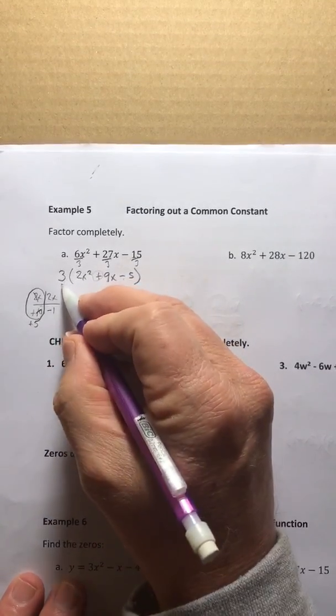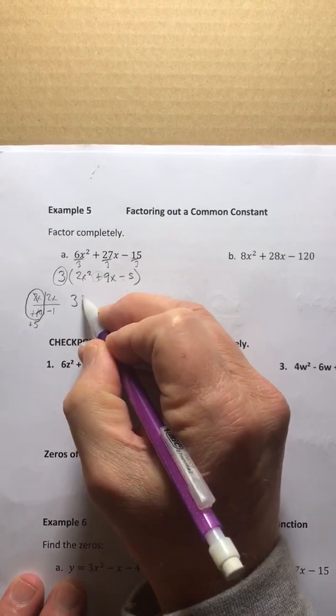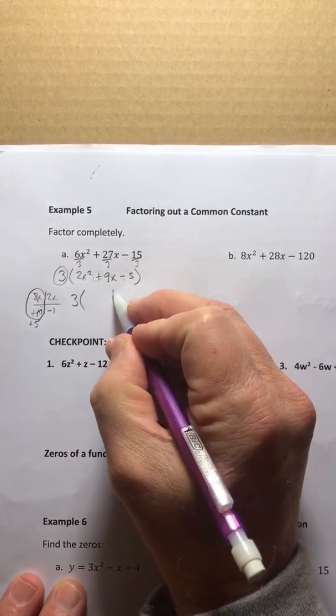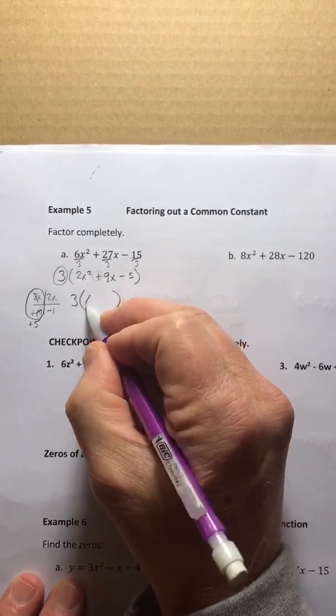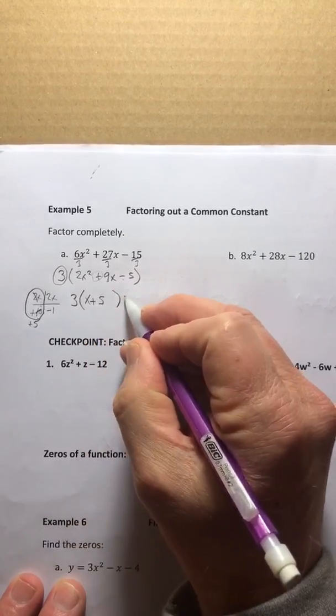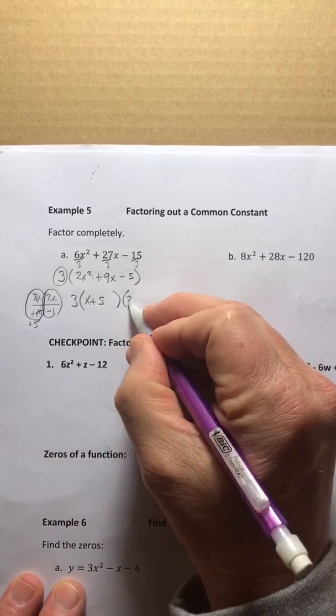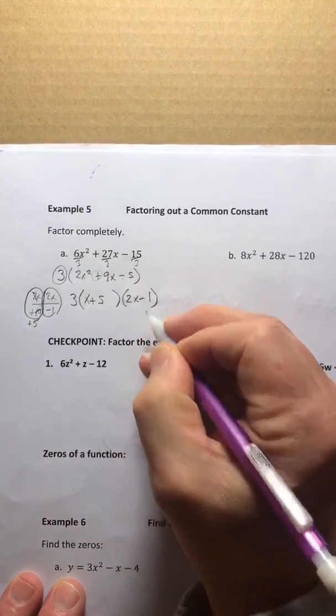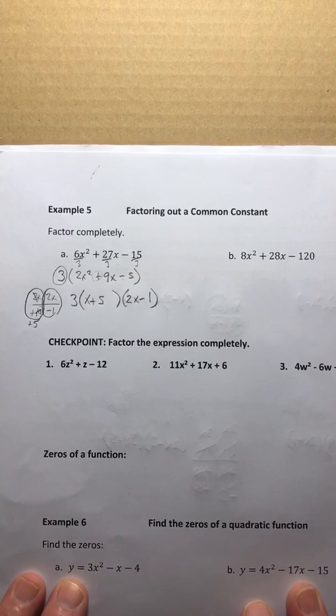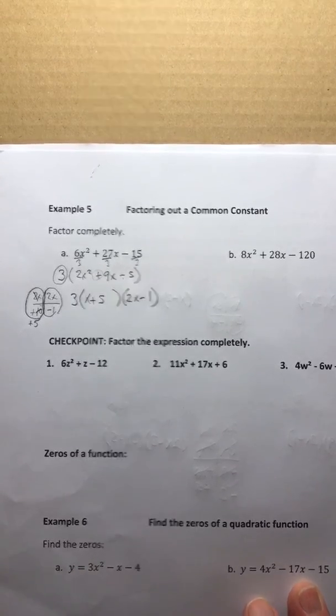All right, so we bring our 3 down. You keep that, it doesn't go away. And then in the first set of parentheses, we have x plus 5. And then in the second set of parentheses, we can't factor anything out of that, so we have 2x minus 1. All right, so the only thing new there was we factored out a common factor.